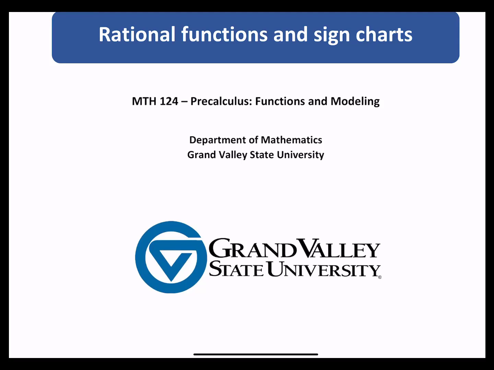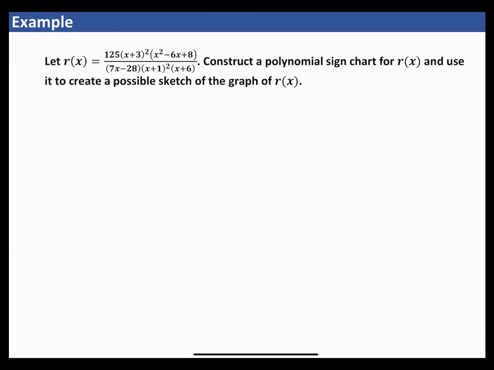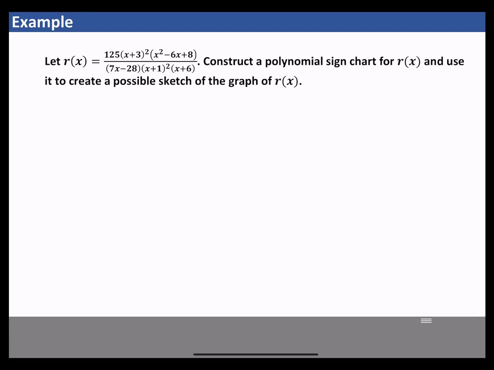Hello. As we mentioned with polynomial sign charts, in calculus you will most likely use sign charts to help you analyze the behavior of a function. In this video, we will use our prior knowledge of sign charts and what we have recently learned about rational functions to construct a sign chart for a rational function. So let r of x equal this rational function, construct a polynomial sign chart for r of x, and then use it to create a possible sketch of the graph of r of x.